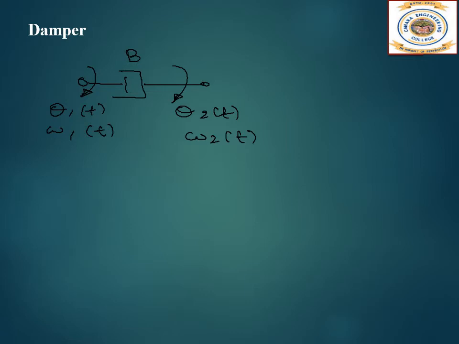So here the torque due to this dashpot is given by B into d theta 1 by dt minus d theta 2 by dt.